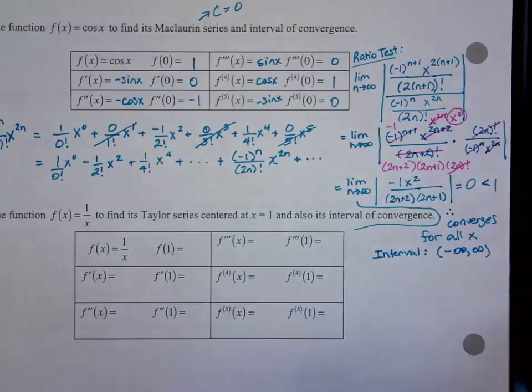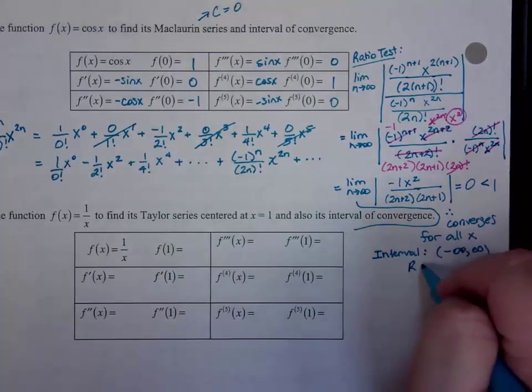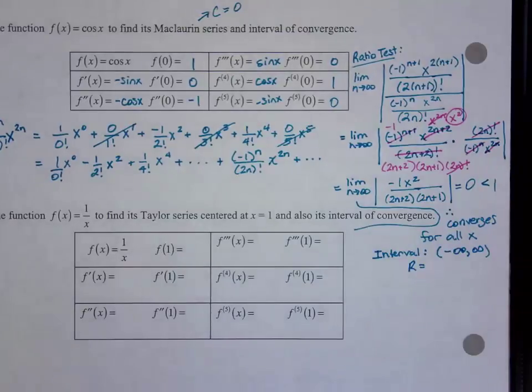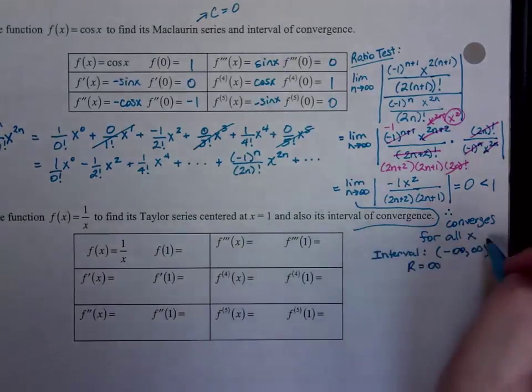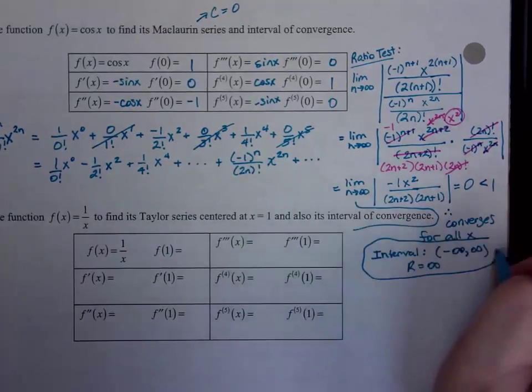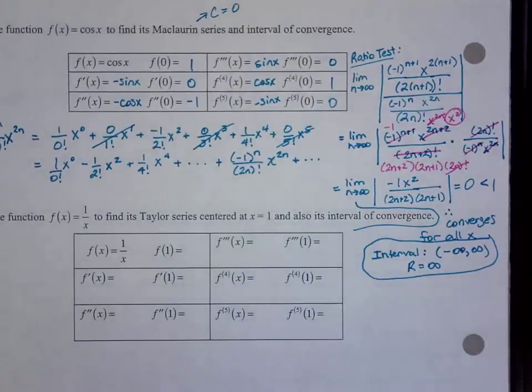Now, using the method for finding r, I'm going to call it a method because it's actually a formula. What's r? What's infinity minus negative infinity divided by 2? Infinity. Exactly. So there is the answer for the interval of convergence. Questions?